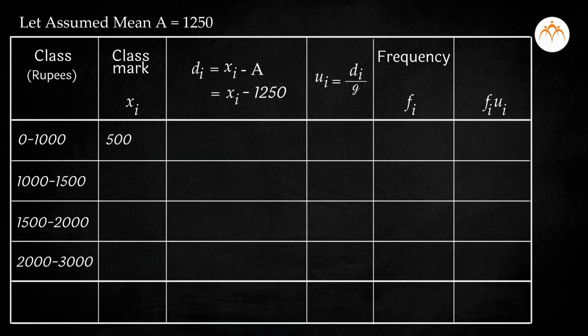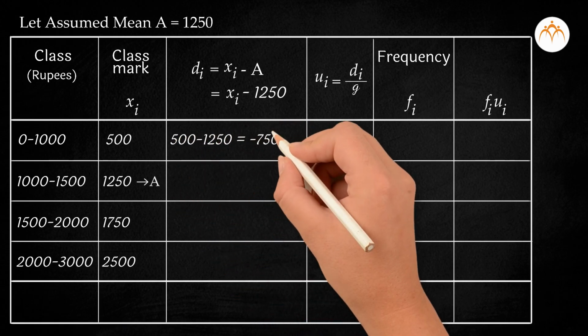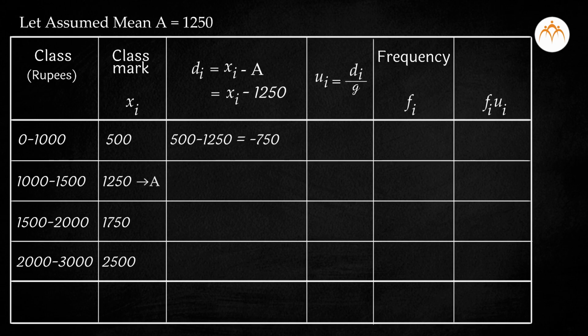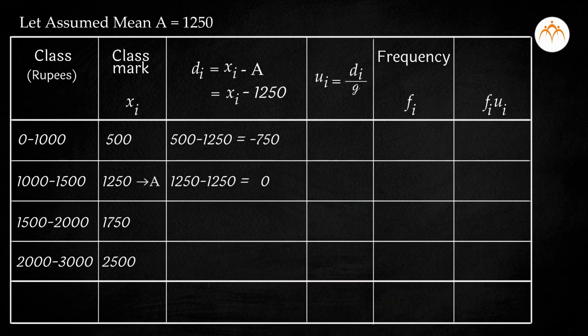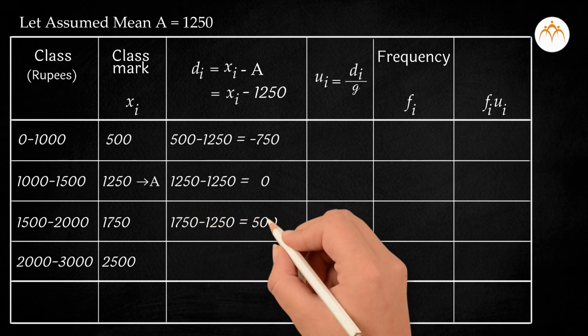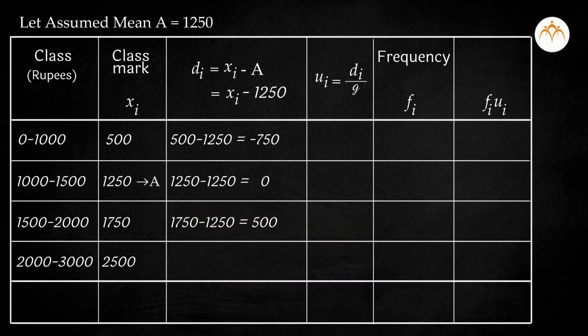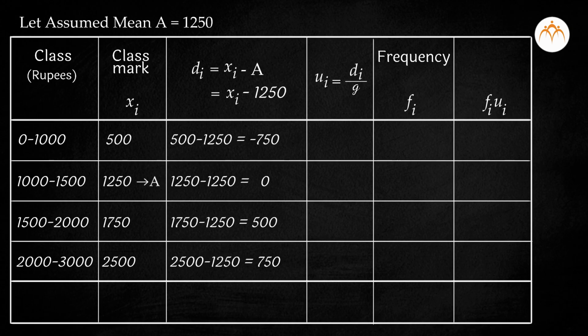500, 1250, 1750, 2500. Let's calculate di, that is xi minus 1250. 500 minus 1250 is equal to minus 750. 1250 minus 1250 is equal to 0. 1750 minus 1250 is equal to 500. 2500 minus 1250 is equal to 750.